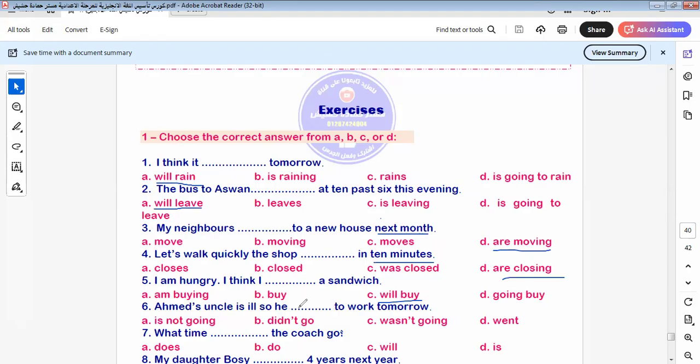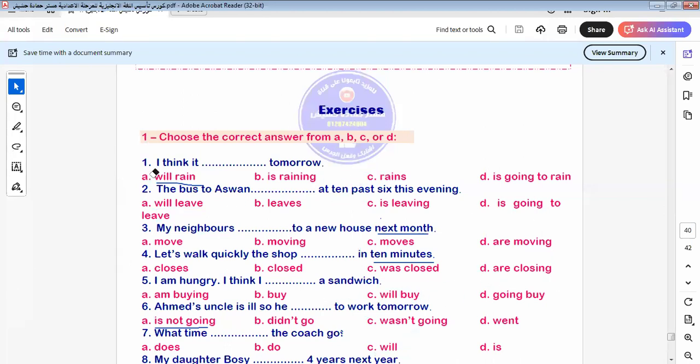Ahmad's uncle is ill, so he isn't going to work tomorrow. He isn't going to work tomorrow. What time will the coach go? Here it will be "will the coach go?" So here I am expressing what I talk about in the future.